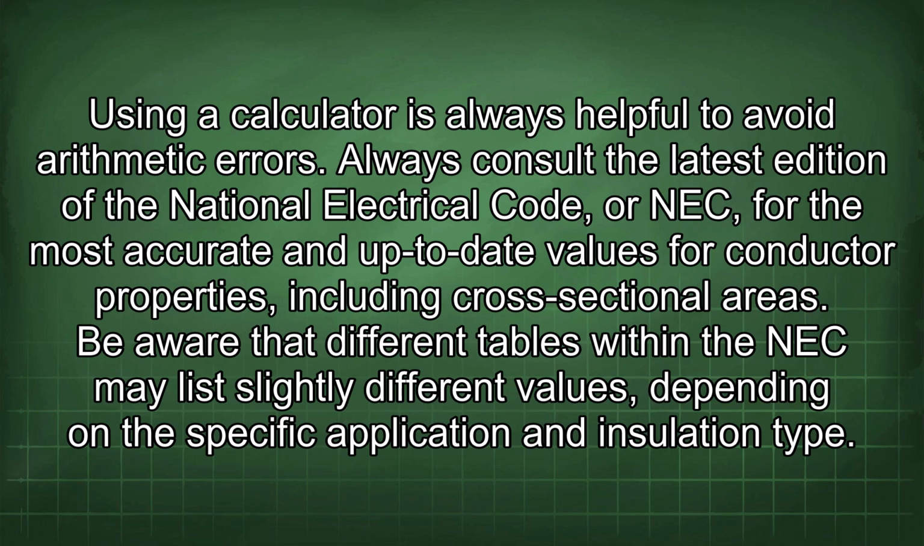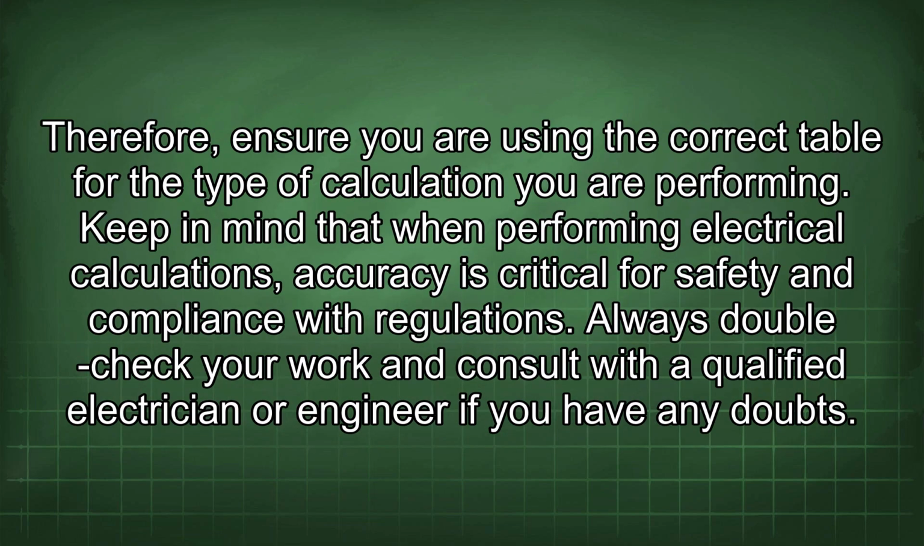Always consult the latest edition of the National Electrical Code, or NEC, for the most accurate and up-to-date values for conductor properties, including cross-sectional areas. Be aware that different tables within the NEC may list slightly different values, depending on the specific application and insulation type. Therefore, ensure you are using the correct table for the type of calculation you are performing.